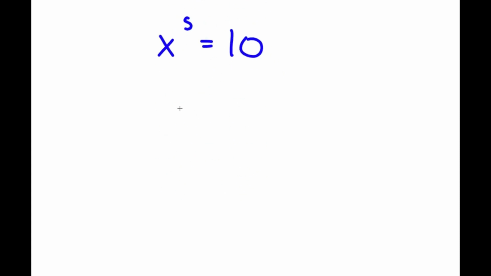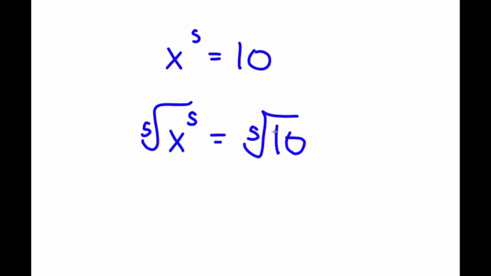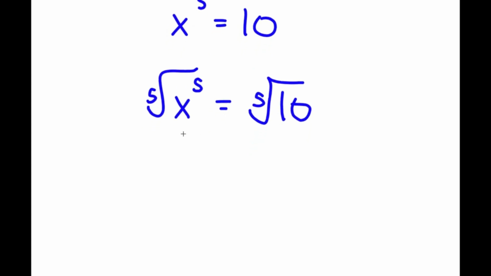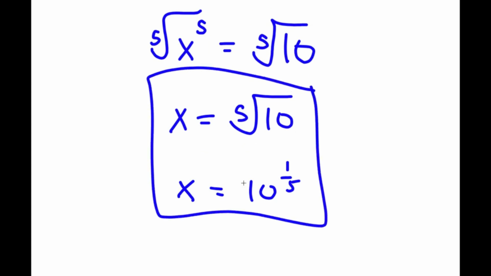So now to solve this, I'm going to take the fifth root on both sides. So now I have the fifth root of x to the power of 5 is equal to the fifth root of 10. So the fifth root of x to the power of 5, that's simply equal to x, and x is equal to the fifth root of 10, and this can also be written as 10 to the power of 1 over 5. So this is my answer.